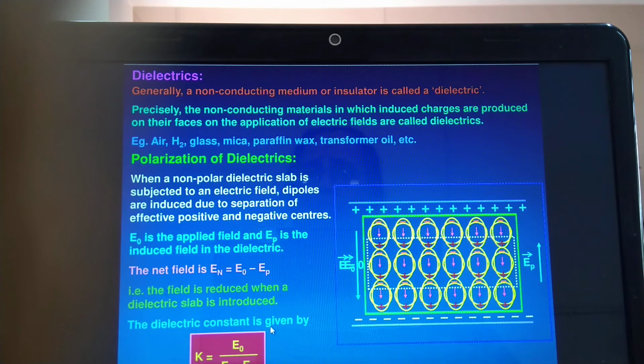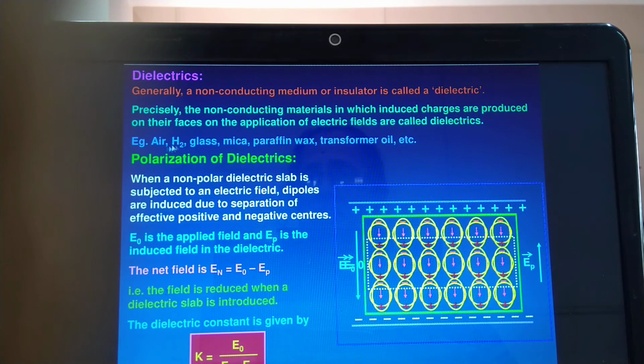So from polar and non-polar molecules, these dielectrics are formed. Now what is a dielectric? Already I have told you, dielectrics are nothing but insulators. They are nothing but a non-conducting medium. That's why they are called dielectrics. This non-conducting material, in which induced charges are produced on its faces on the application of an electric field, is called a dielectric. This is the definition of a dielectric.